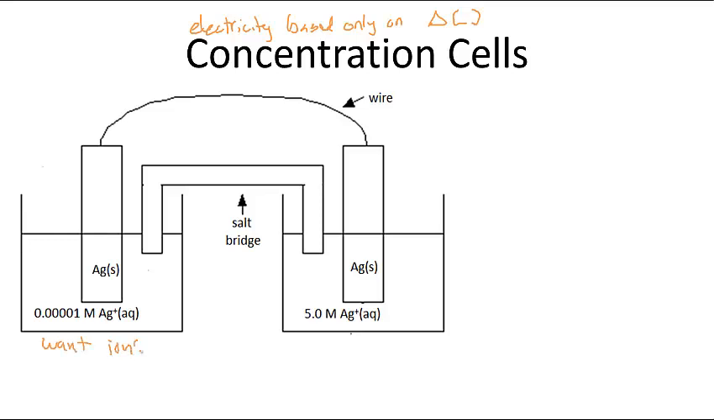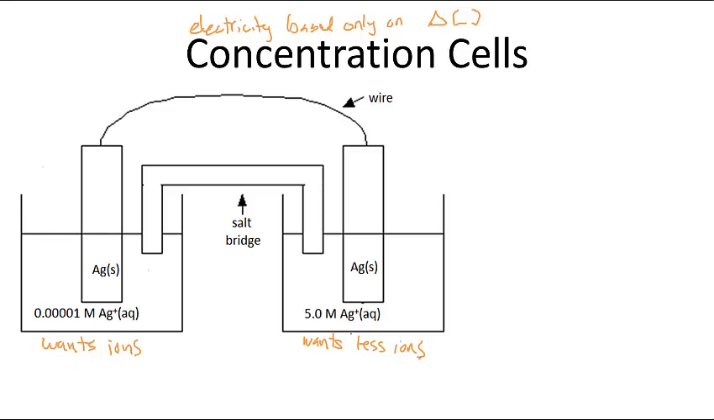This side wants ions. This side wants less ions. If I merged these together, right? If there was a membrane between the two that allowed ions to flow, they would move from here to here, from right to left. But I separated them. So now I have these two different concentrations. And I have silver in both of them.